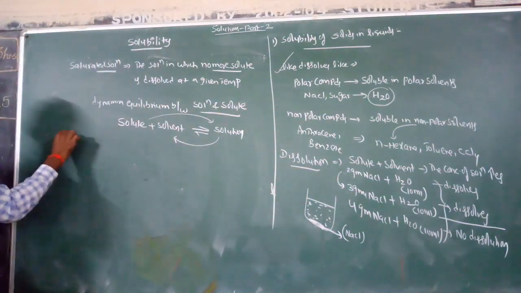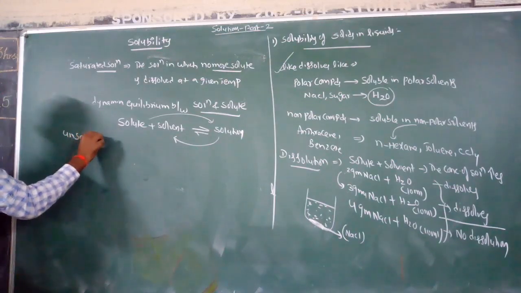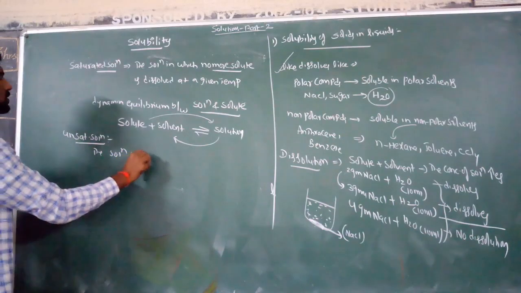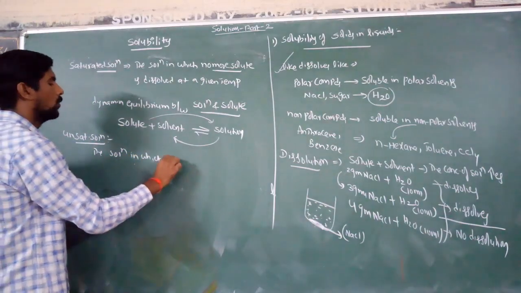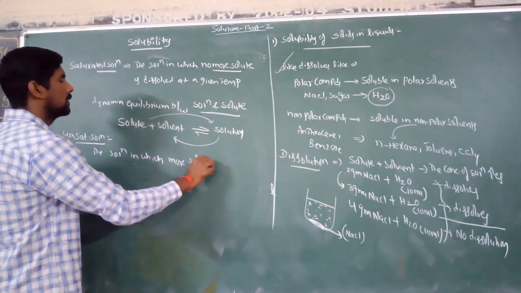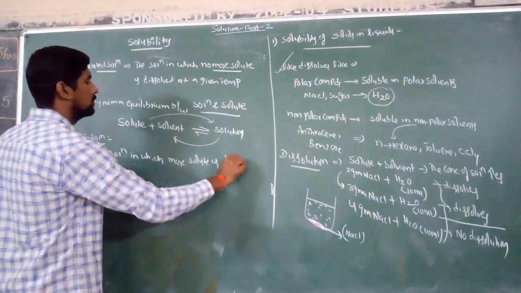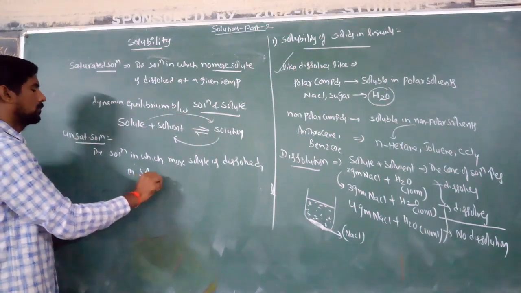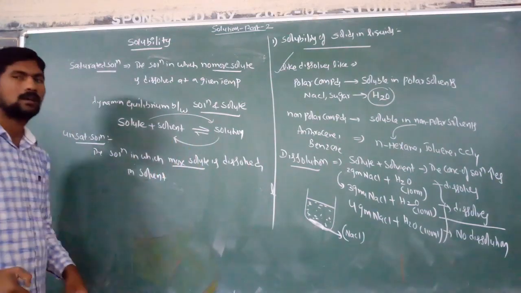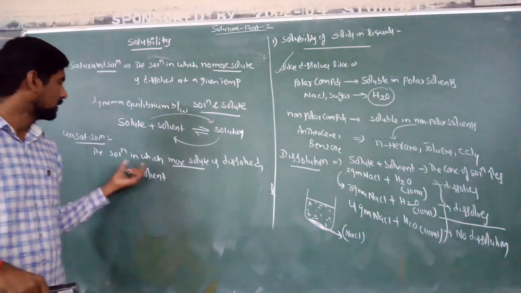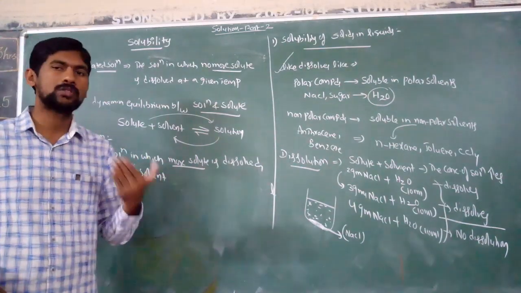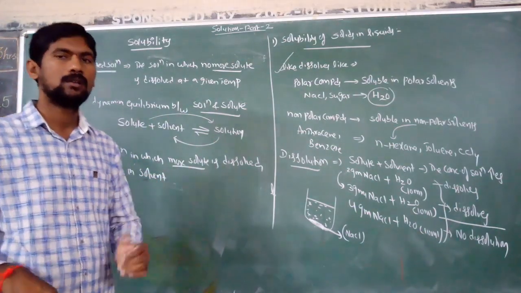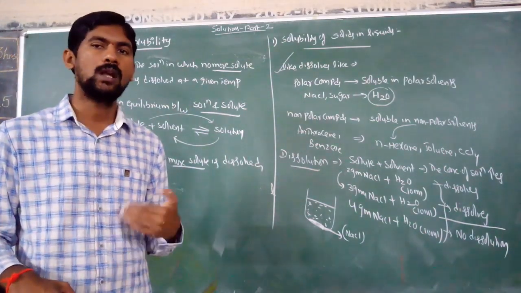What is an unsaturated solution? The solution in which more solute can be dissolved in the solvent is known as an unsaturated solution. The solute is not enough for the given volume of the solvent.